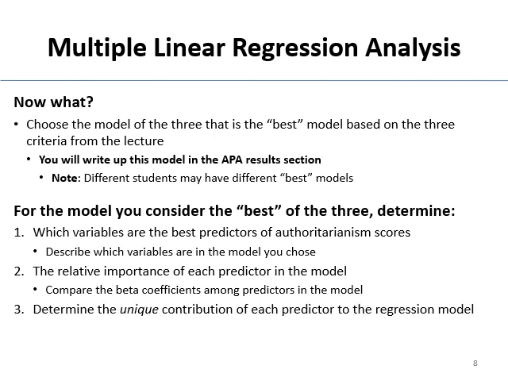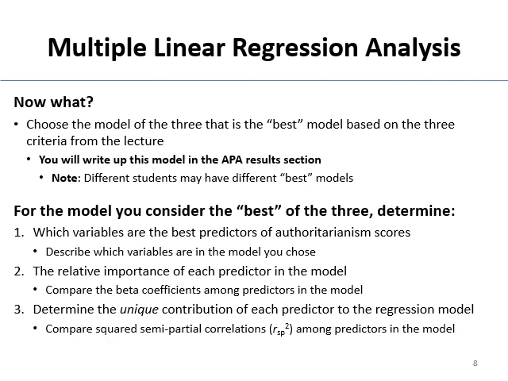And then I also want you to determine the unique contribution of each predictor. So you're going to square those part correlations to get the squared semi-partial correlations, and they tell you what proportion of variability in authoritarianism this particular predictor uniquely predicts. So it's another way to say, yeah, this is a really important predictor. So compare those squared semi-partial correlations among the predictors in the model. And you'll see how that fits into the APA write-up.